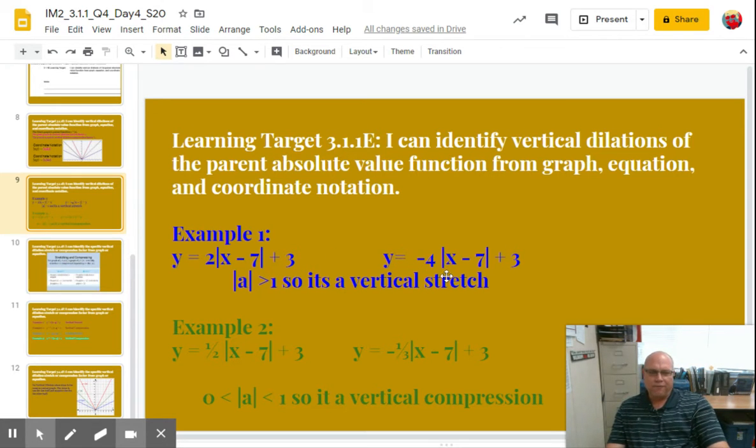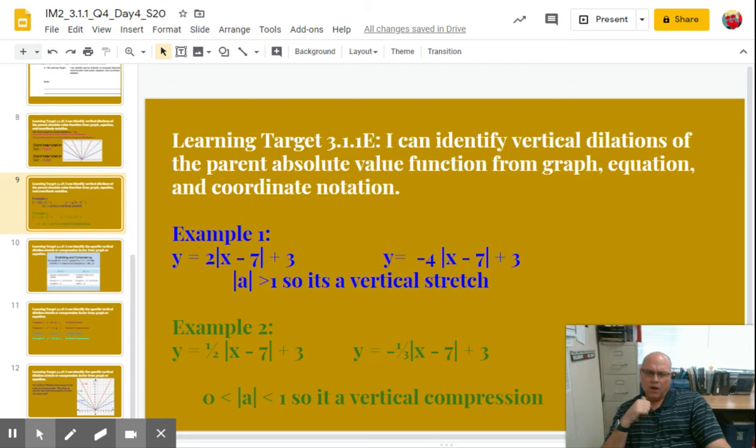y equals -4 times the absolute value of x minus 7, plus 3. So we know that has a vertical scale factor. The scale factor is 4, stretched. We know the negative sign makes it reflect over the x-axis. So in that case, it also opens down.